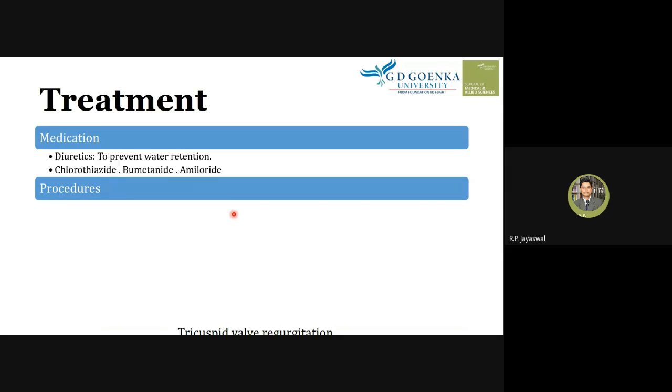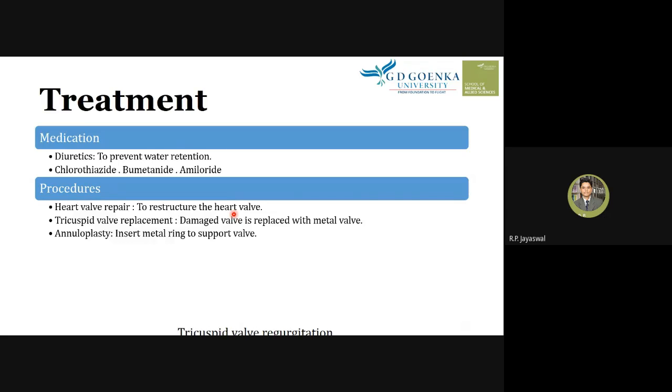Some treatment procedures involved are heart valve repair, which restructures the heart valve; next is tricuspid replacement, where the damaged valve is replaced with a metal valve; and the third procedure is annuloplasty, where we insert a metal ring to support the valve. So there are three procedures that can be done in the treatment, and we can prevent the valve regurgitation.